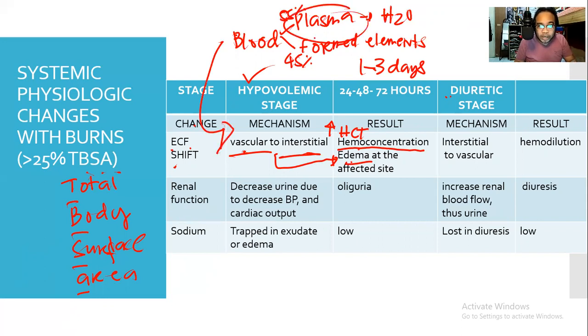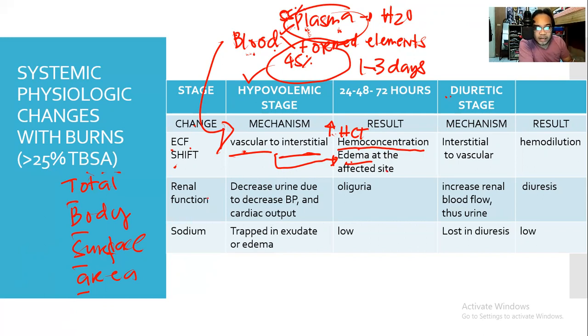Now, this part here, yung plasma natin, ito yung mag-shift. The part of the plasma will be the one shifting to the interstitial or doon sa extravascular natin kaya nagkakaroon ng edema. So here, your blood will now be concentrated. Mas marami na ngayon yung ating formed elements compared to your plasma. Kaya tumataas yung ating hematocrit levels. Remember that your hematocrit is basically describing the percentage or volume ng inyong red blood cells compared to the whole blood. Okay? So there will be hemoconcentration at the affected site.